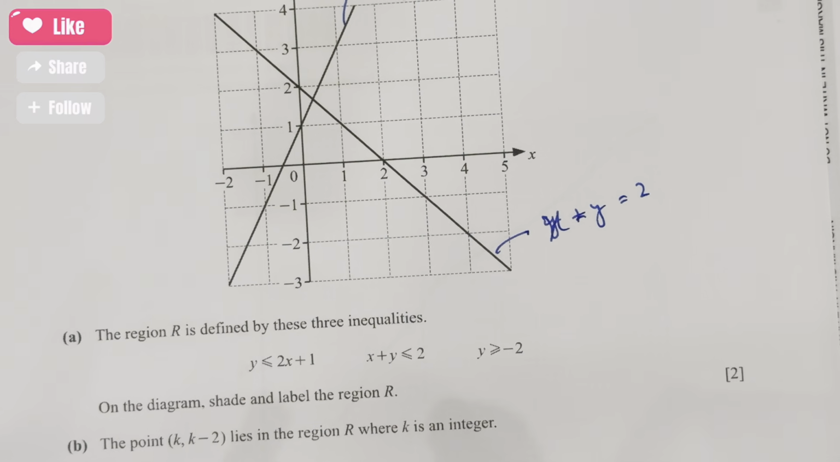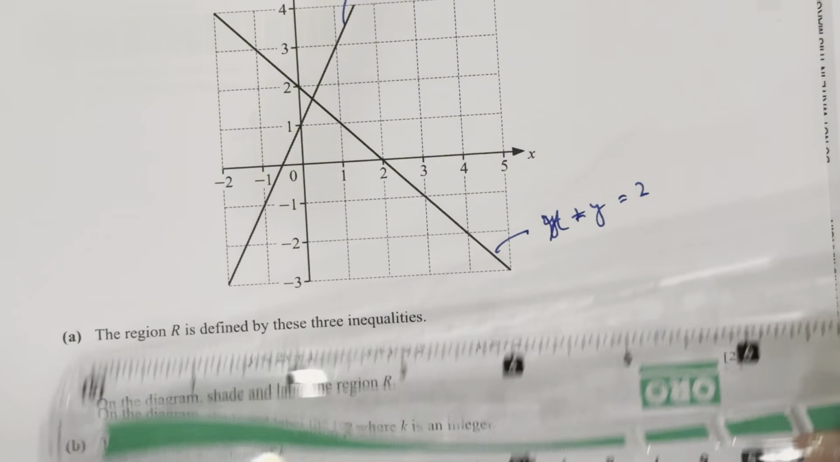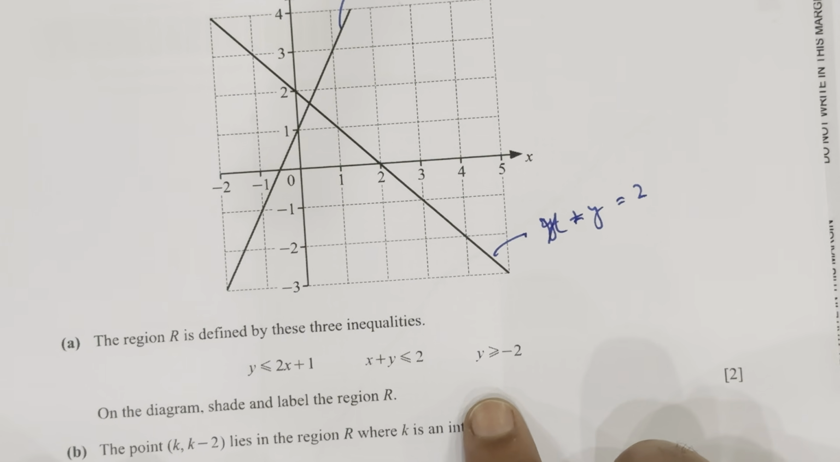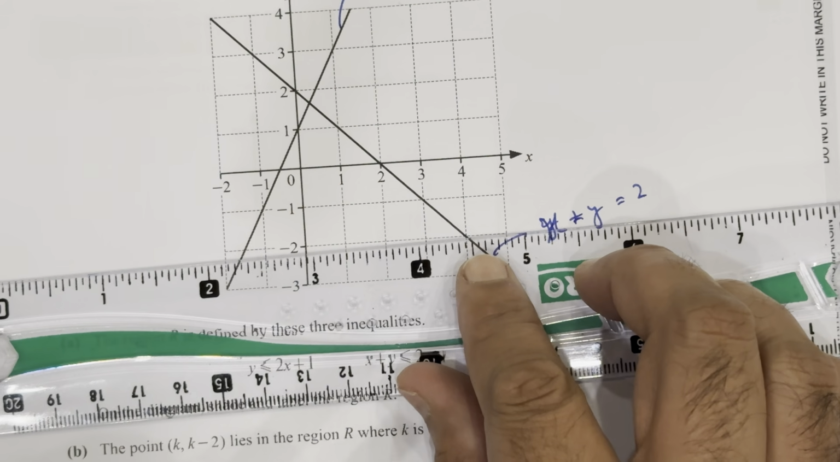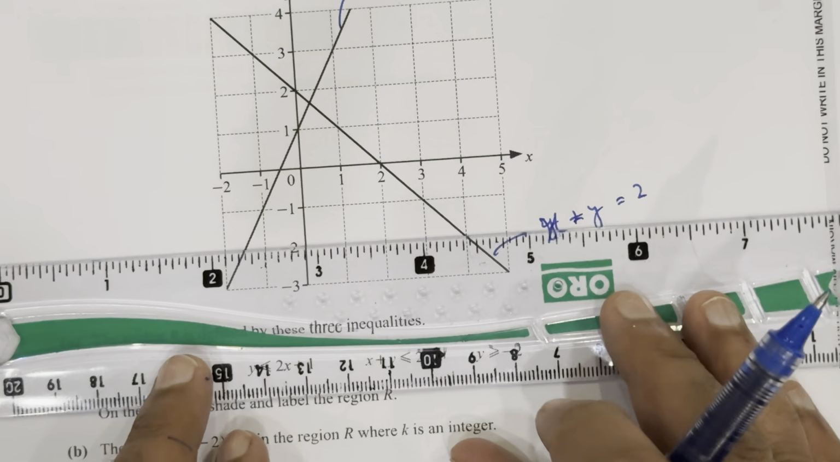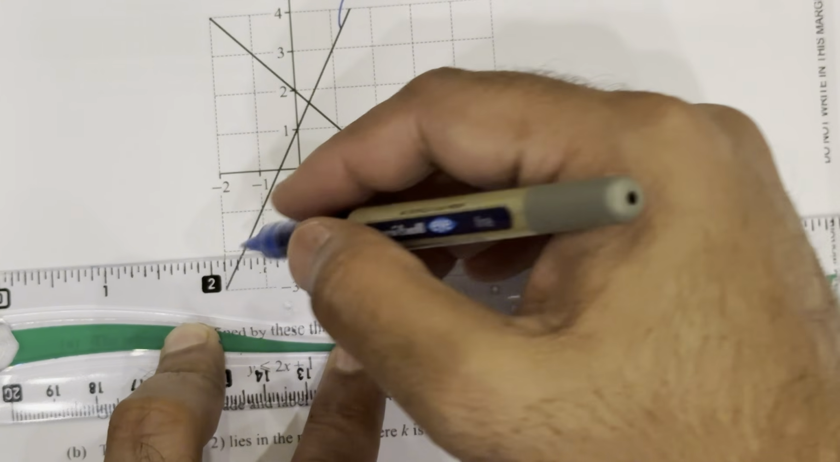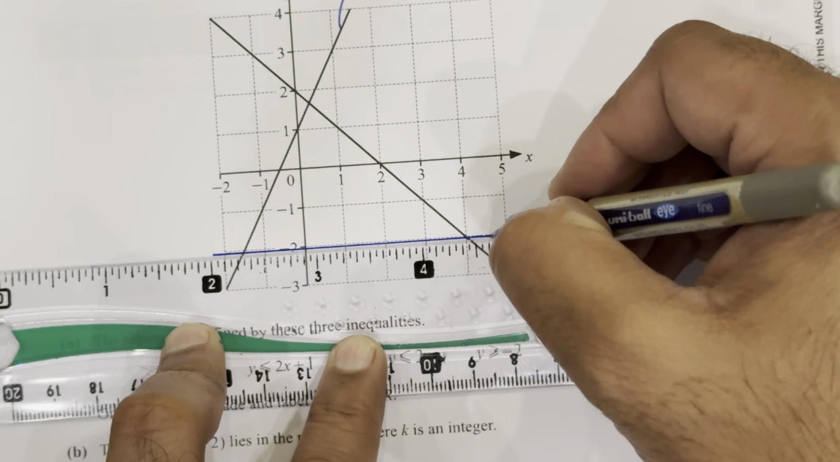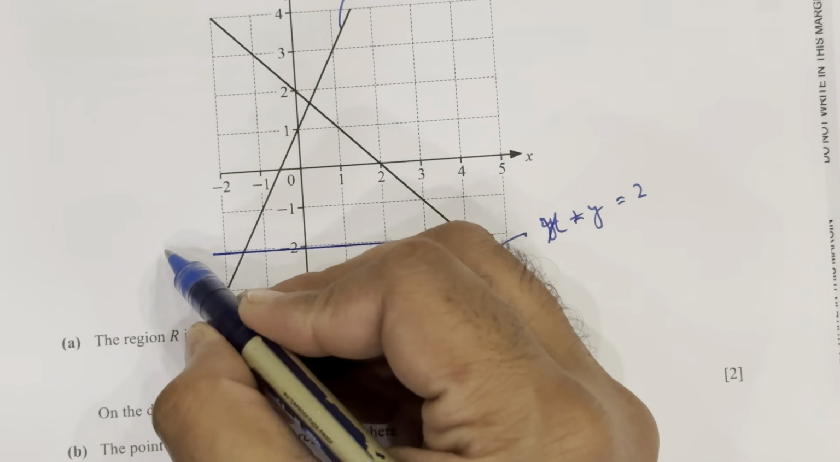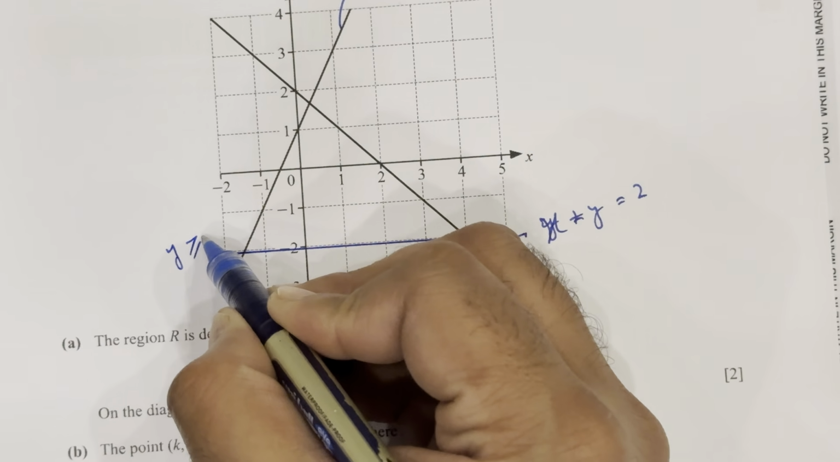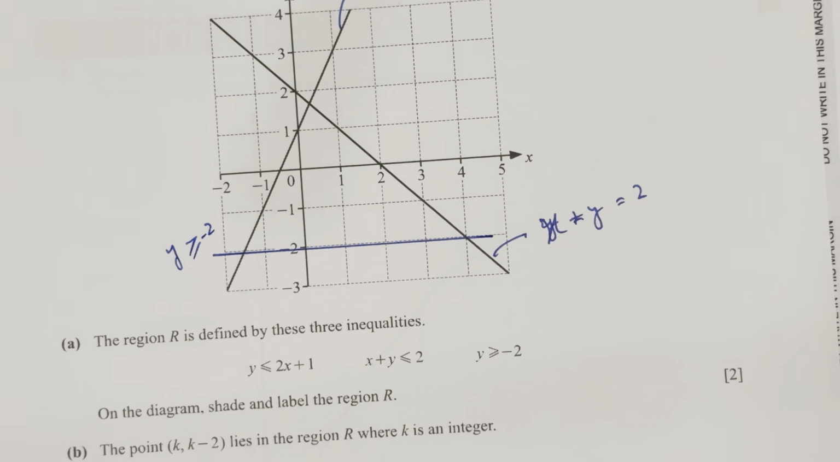Now we need to draw the third line, and on the diagram, label the region R. First we need to draw the line y is greater than or equal to minus 2. It would be this line, because it is in terms of y, so it would be parallel to the x-axis. So our line y is greater than or equal to minus 2 would be for this part.